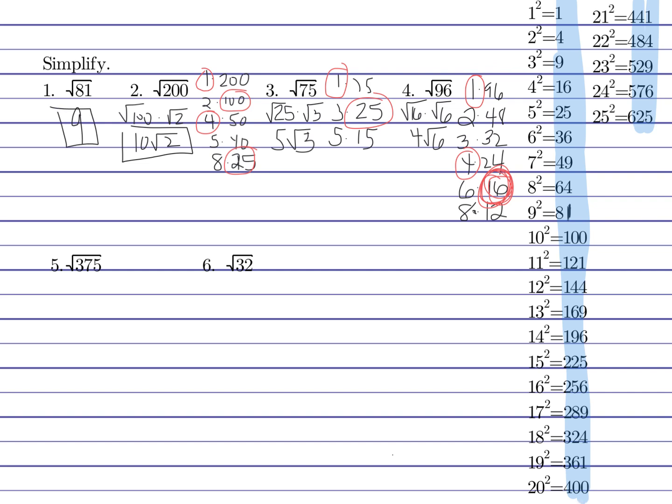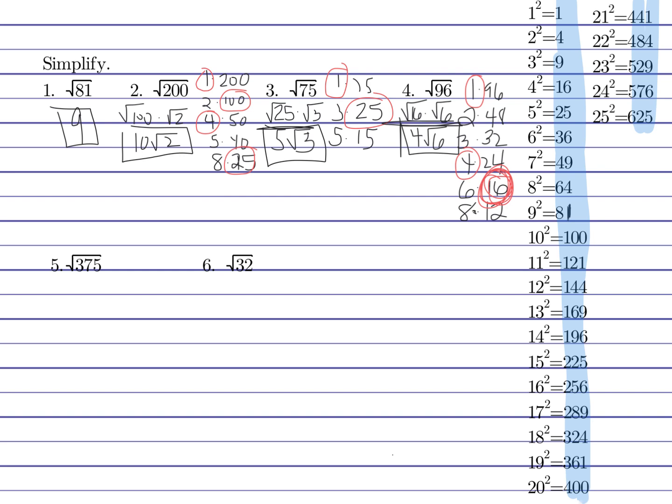Square root of 81 is 9. Square root of 200 is 10 square root of 2. The square root of 75 is 5 square root of 3. Square root of 96 is 4 square root of 6. And now let's do 375.